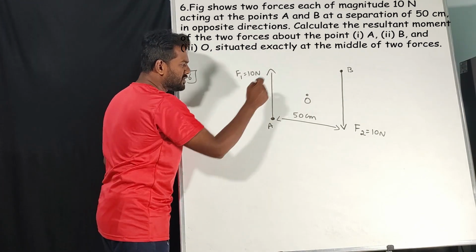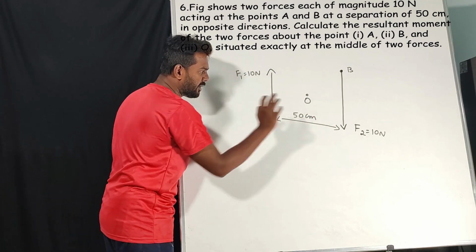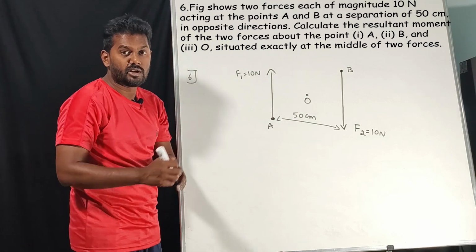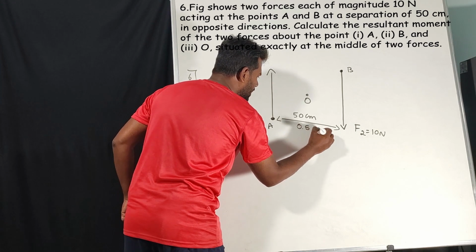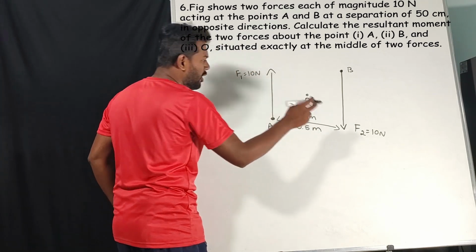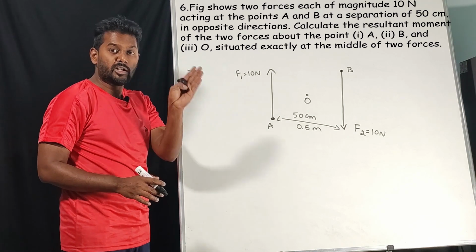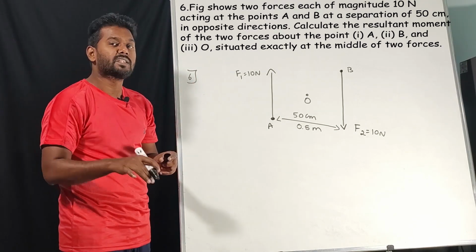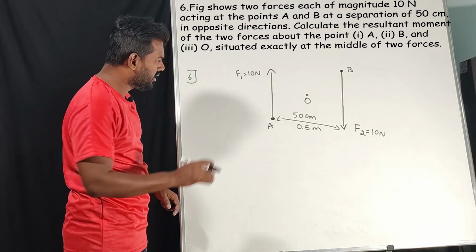Listen, there are two forces which are opposite in direction. The separation between them is 50 centimeter. It is not given in the SI unit, so you have to convert into SI unit, that is 0.5 meter. From A to B it is 0.5 meter. You have to convert all the physical quantities into their SI units, then substitute the values, or else you will get an answer, but the answer will be wrong. So first we convert into SI units.